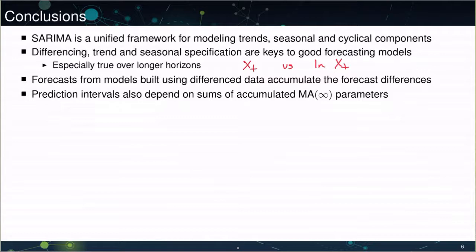Forecasts of differences were seen to accumulate the difference forecasts. So in principle, they're very straightforward to produce. And the prediction intervals also have to reflect this additional accumulation. Prediction intervals, when you difference data, will tend to get wider as the horizon grows.